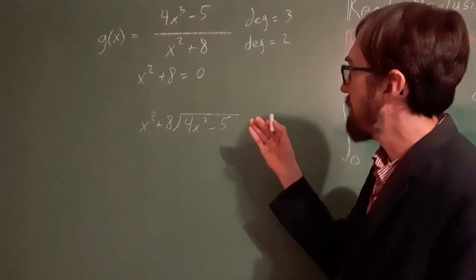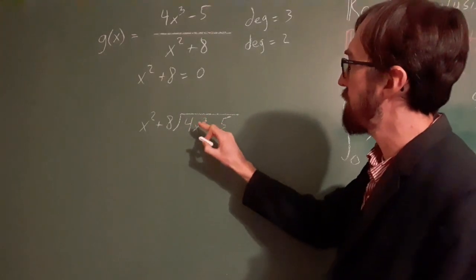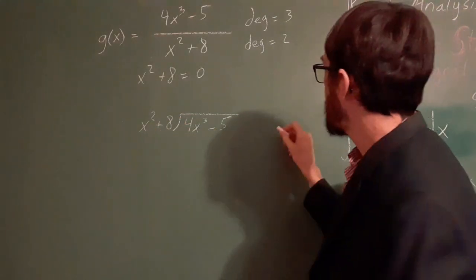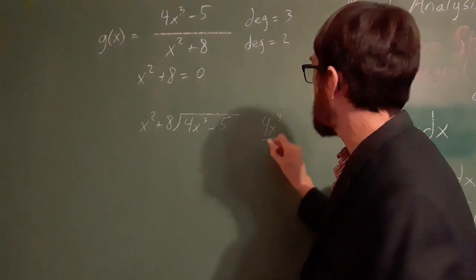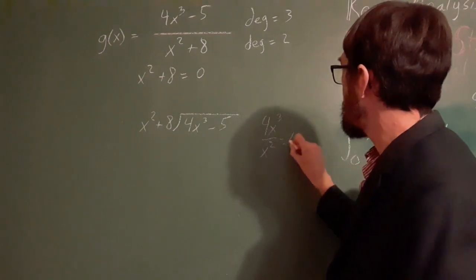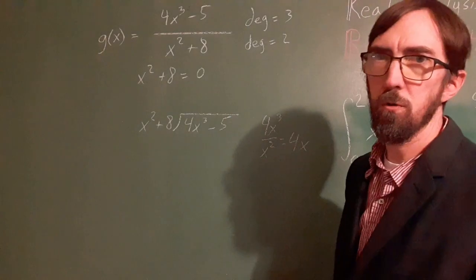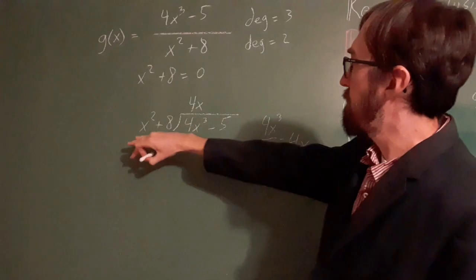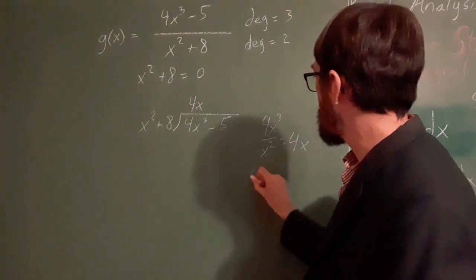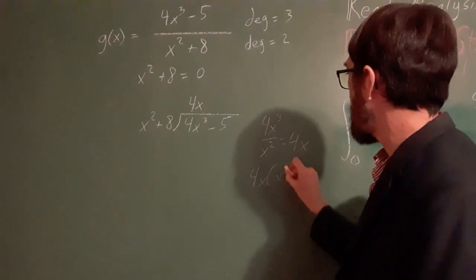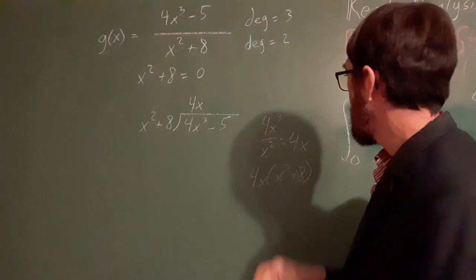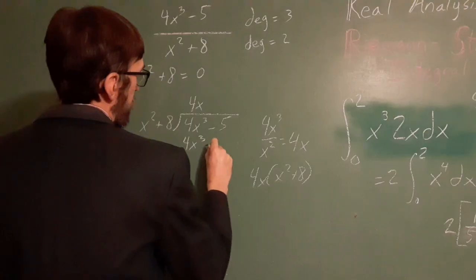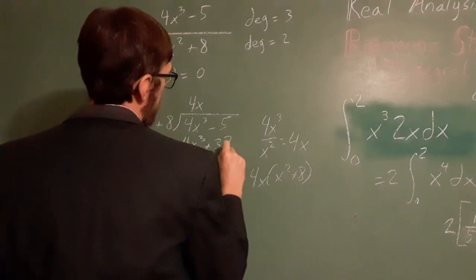The first thing we do with a long division is we make a ratio of the first inner term to the first outside term. So we have 4x cubed divided by x squared, and that is 4x. That's part of our quotient. And then we multiply this by this as we would do in a normal long division. So 4x times x squared plus 8, and that is going to give us 4x cubed plus 32x.